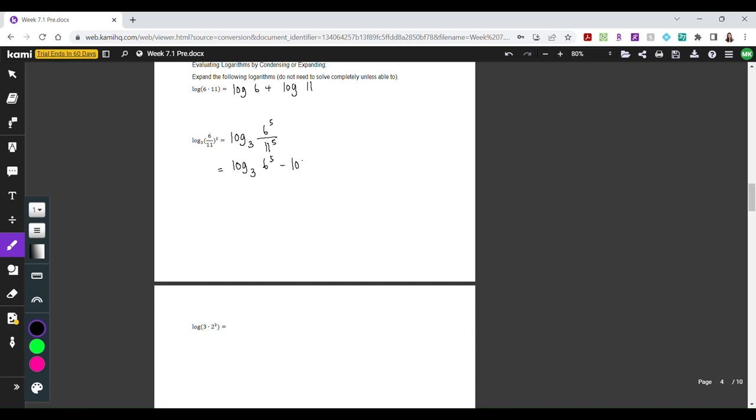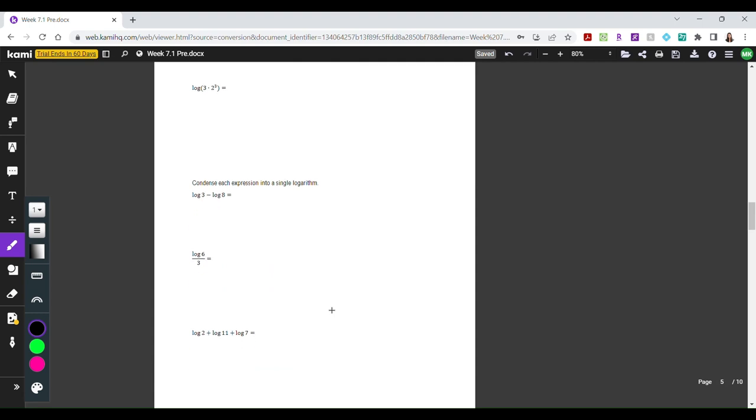Minus log base 3, 11 to the power of 5. Now, because we have exponents, we're going to finally write them to the side. So our final answer is going to be 5 log base 3, 6 minus 5 log base 3, 11. And that'll be it. All right.